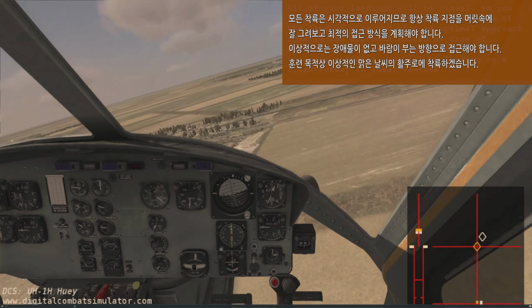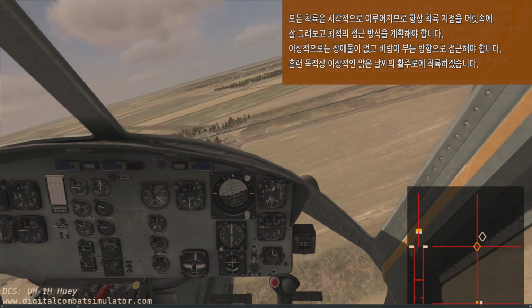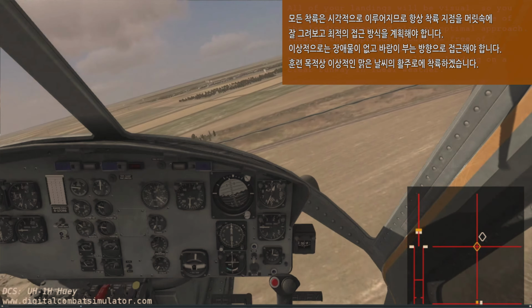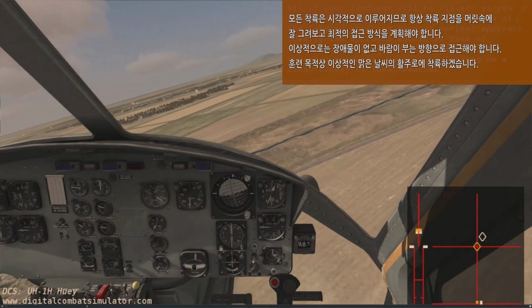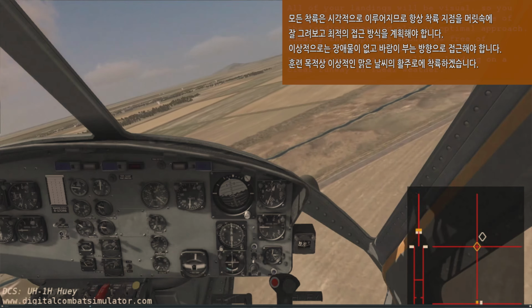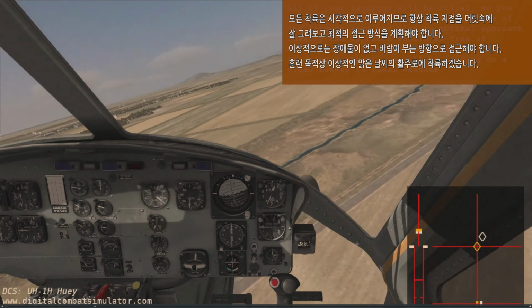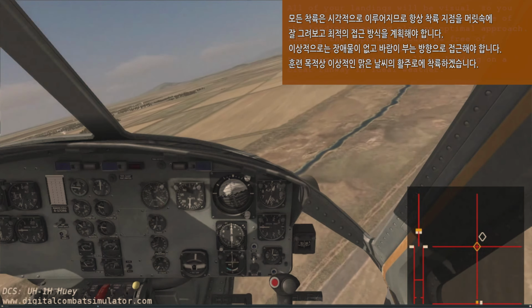All of your landings will be visual, so you should always have a good mental picture of the landing area and plan an optimal approach. Ideally, the approach should be free of obstacles and directed into the wind. For training purposes, we will be landing on a clear runway in ideal weather.